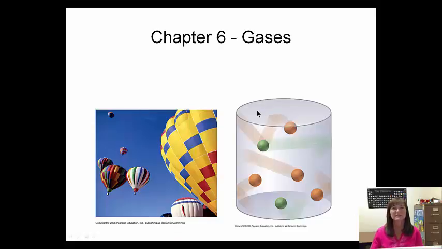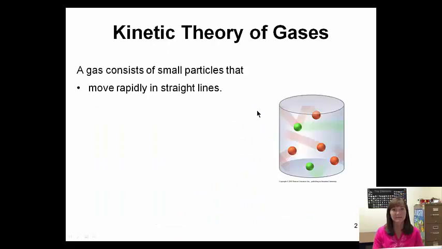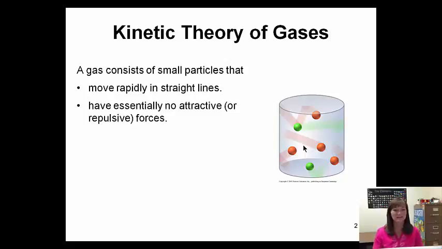In Chapter 6, we're going to be focusing on gases. The kinetic theory of gases describes gases as small particles that move rapidly in a straight line. So if you look at the picture, they're just kind of like billiard balls that go in a straight line until they bump into something, and then they ricochet and keep traveling in a straight line until they bump into something. It also describes gases as having essentially no attractive or repulsive forces.